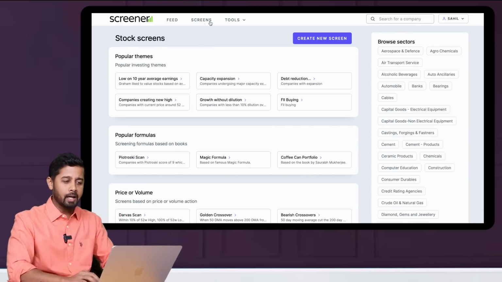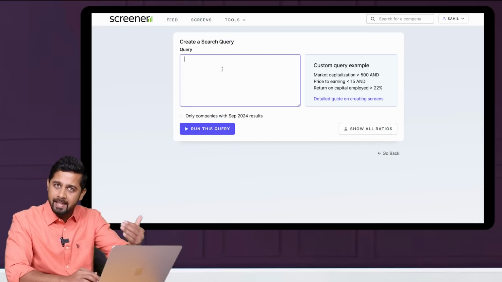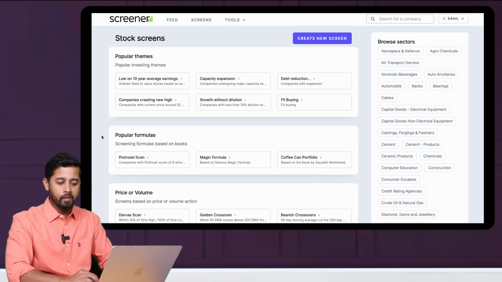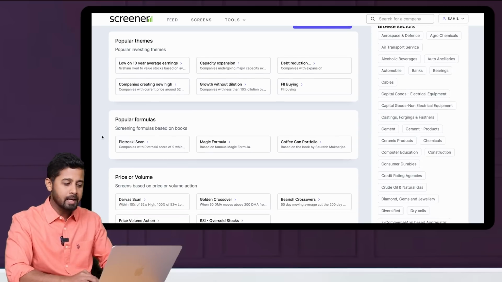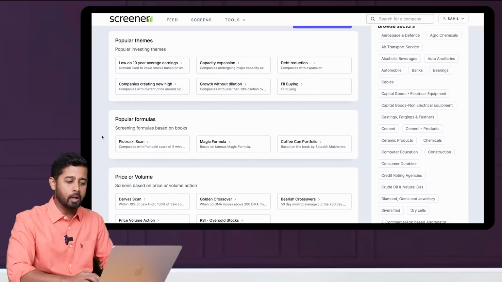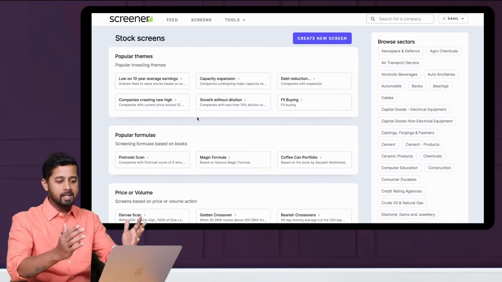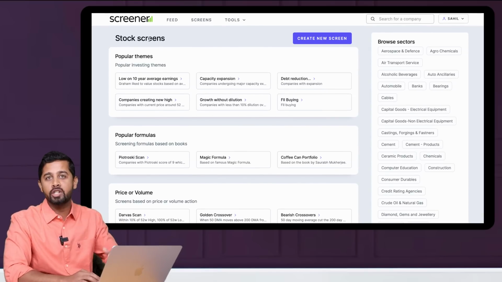So that's pretty much it. As we discussed, first is the tool that you can use to customize the query as per your requirement, or you can go through the screens, and there are a lot of them. Maybe if there's any specific screen that you want me to go through in detail, just let me know in the comments. For example, for these popular magic formula and Piotroski scan, if you want me to do a detailed review, you can let me know. Apart from this, this is one way that you can use the screener to identify potential ideas.